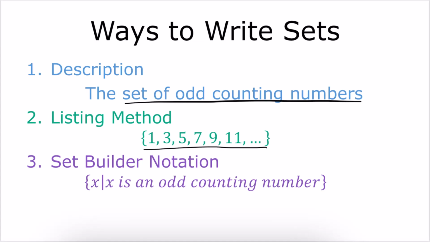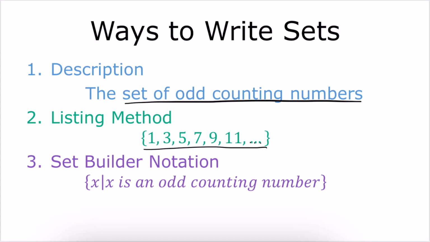And if you have an infinite set, like the set of odd counting numbers, you can use this ellipsis to show that the pattern goes on forever. Because obviously it's not possible to list all of the odd counting numbers because there's an infinite number of them. But they do have a pattern that's predictable. And so you can write it out as a list like that.